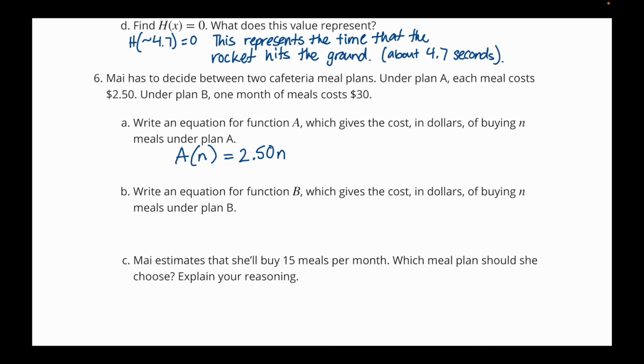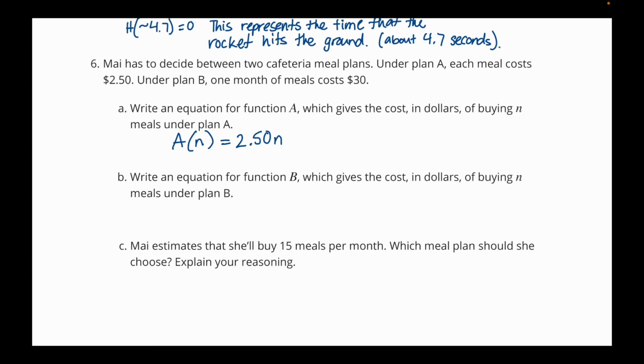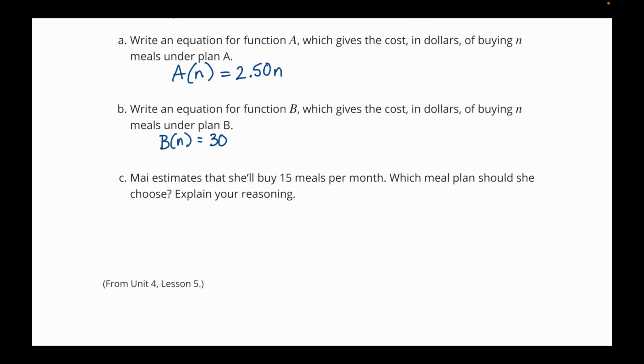Okay, now for part B, it says write an equation for function B, which gives the cost in dollars of buying n number of meals under Plan B. So B of n, and they just said this costs $30. That means it doesn't matter how many meals I buy, so I don't actually have to put an n on this. I can just say B of n is equal to 30. So Mai estimates she's going to buy 15 meals per month. Which meal plan should she choose?